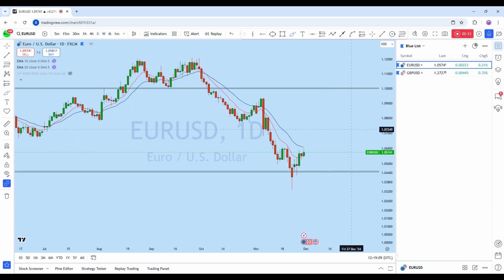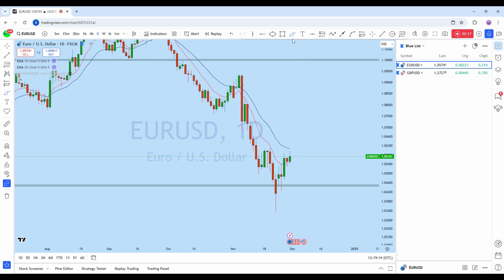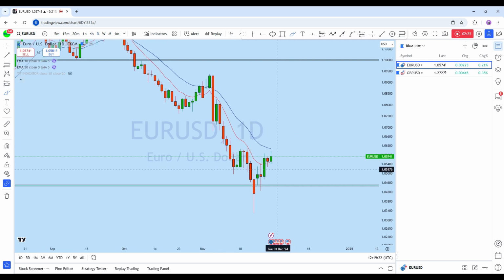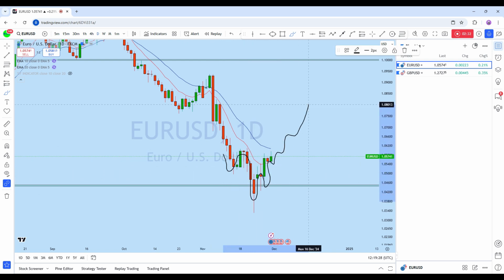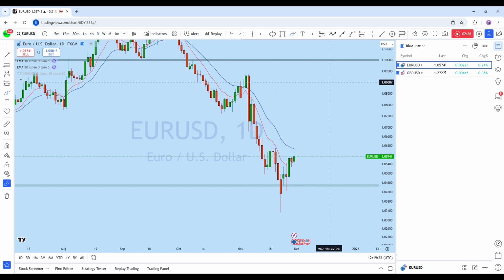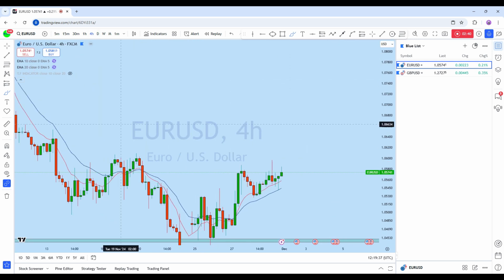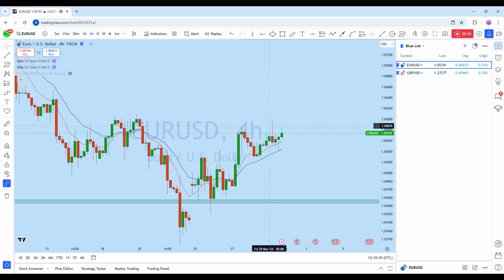If we look at the daily chart, we can see that Euro dollar has formed an inverted head and shoulder in that area. With that inverted head and shoulder, there is a doji formation on the daily, and the market might be potentially forming an inverted head and shoulder, and that might lead the price back to this resistance line, as there is high liquidity.